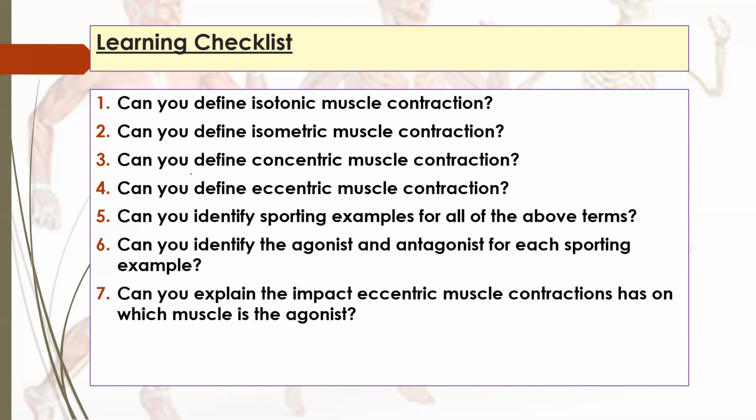And finally, can you explain the impact eccentric muscle contractions have on which muscle is the agonist? So essentially, you're explaining eccentric contractions with sporting examples. Why is it eccentric? What's the key rule? Hopefully this presentation will have drummed that into you nice and clearly. If not, go over it again and make sure you're clear before we move on.